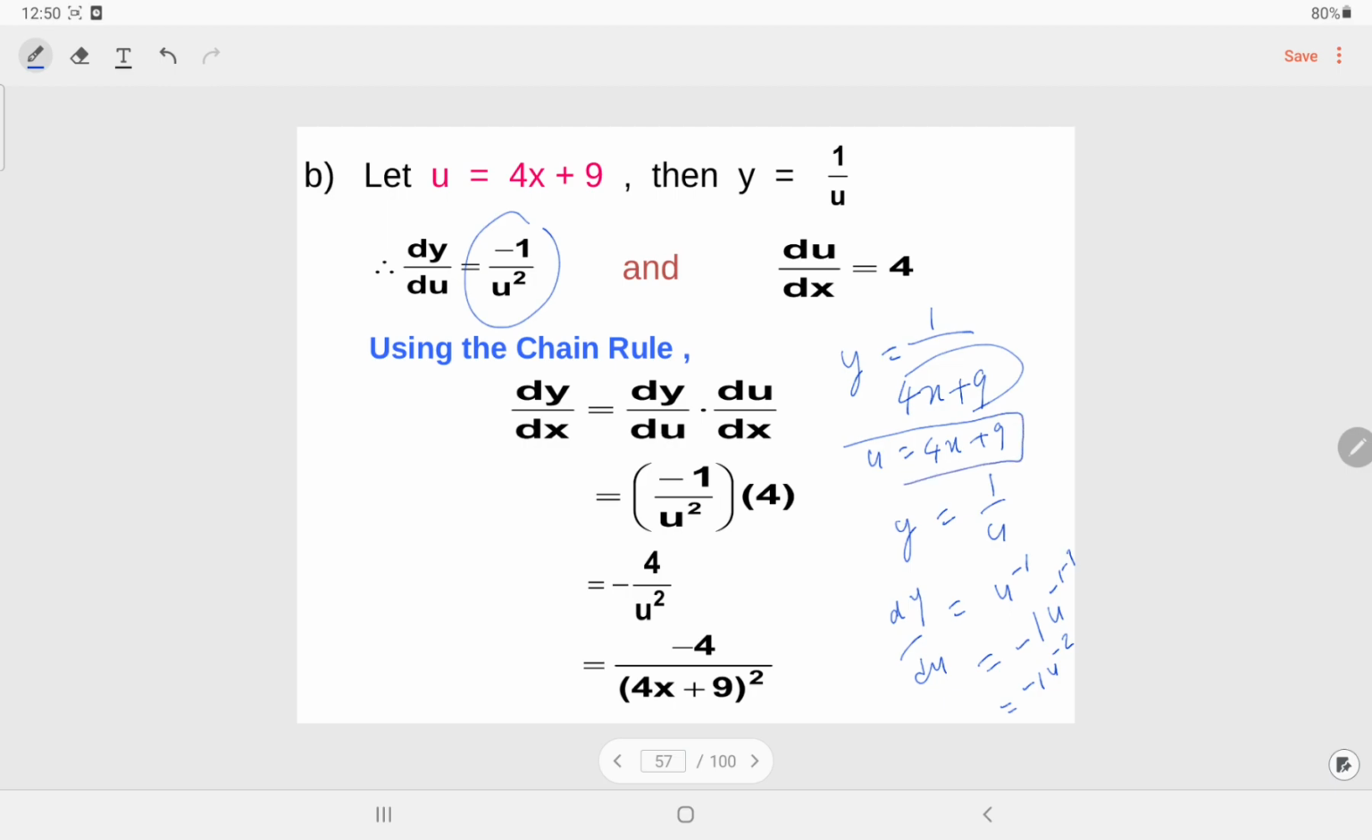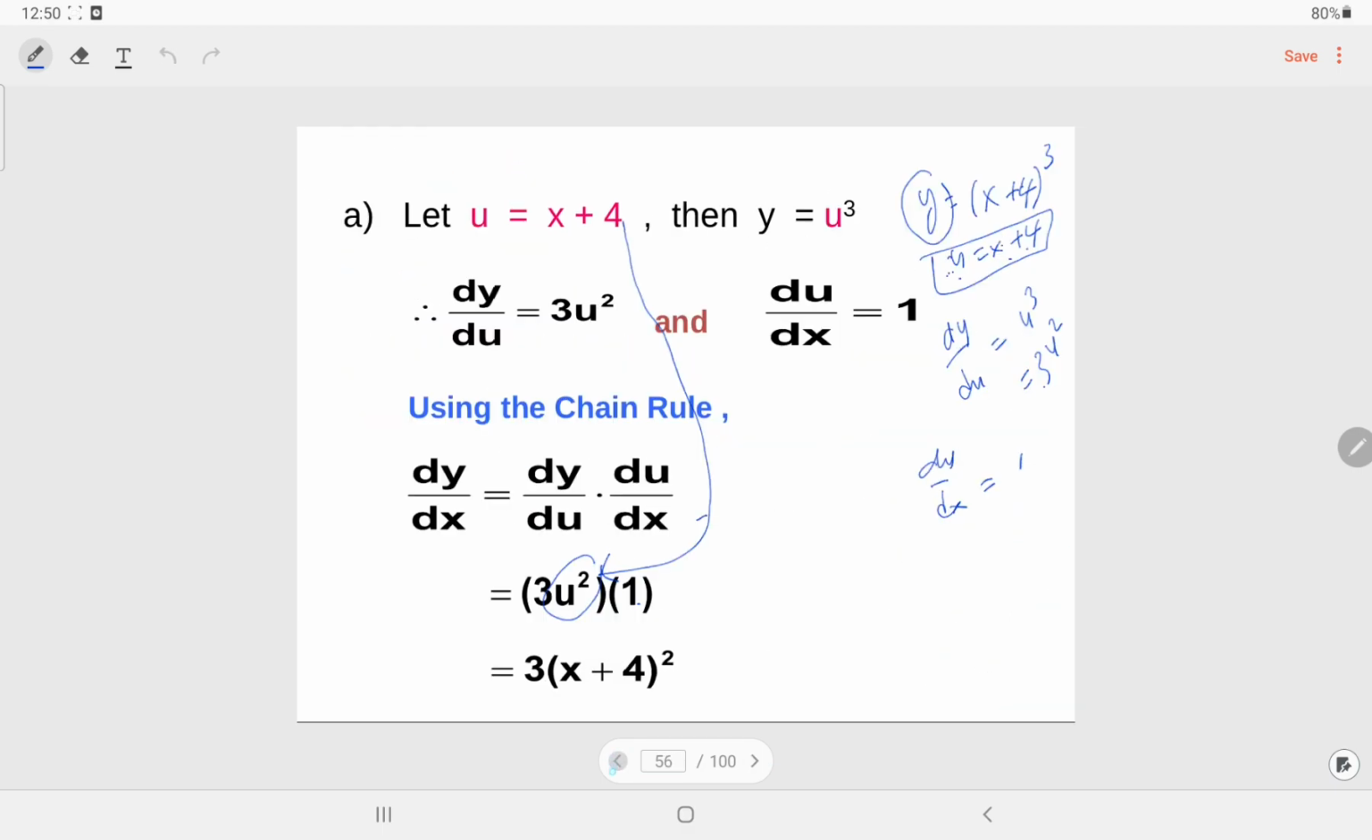And then for u equal to 4x plus 9, differentiate this one, we get du over dx equal to 4. So by using the chain rule, you substitute, you can get this one. Since u is equivalent to this one, we substitute.